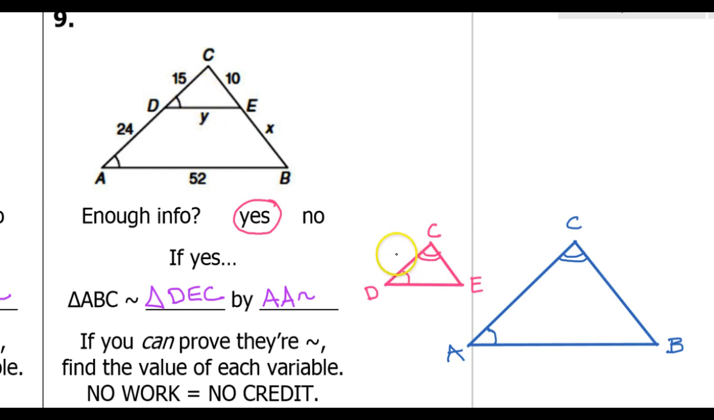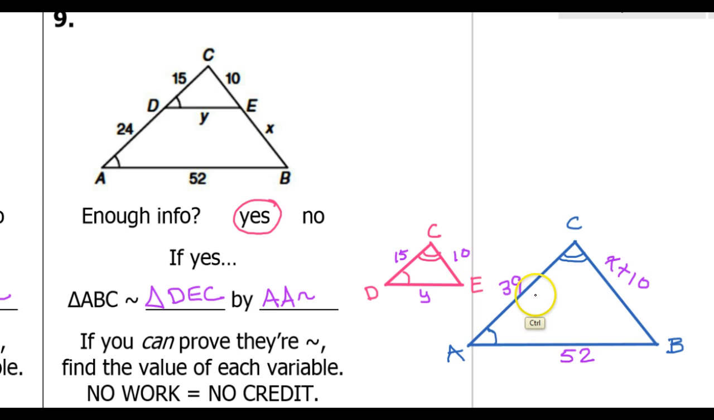So on the small triangle, this is 15, and this is 10, and this is y. Now on the large triangle, at the bottom here I have 52, and then side AC, well that's 24 plus 15, so that's going to be 39. And for CB, I still need to add these. It's not going to be 10x, I get that a lot. It's going to be 10 plus x, or I like to say x plus 10.